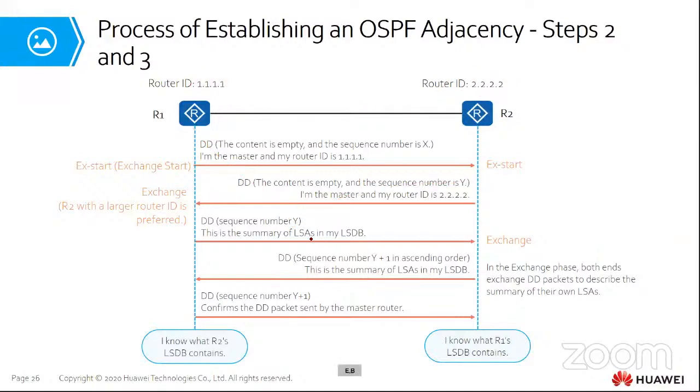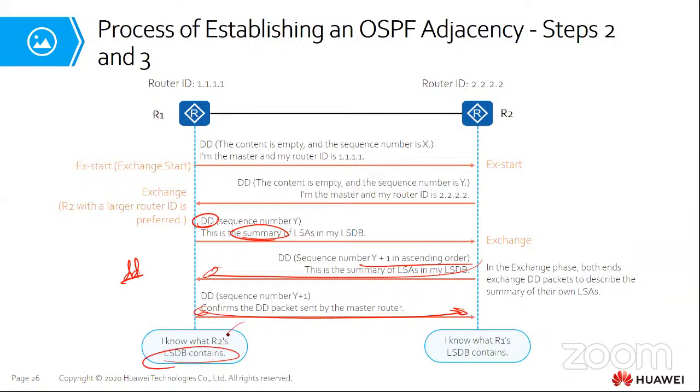So router 1 will say, also, this is the summary of my link state database. Router 2 will also send a summary of its link state database, of course incrementing the sequence number as per the rules of TCP. And then once we confirm these database descriptors have been sent bidirectionally in the exchange phase, we now know the contents of router 2, and router 2 knows the contents of router 1. That is the second step.